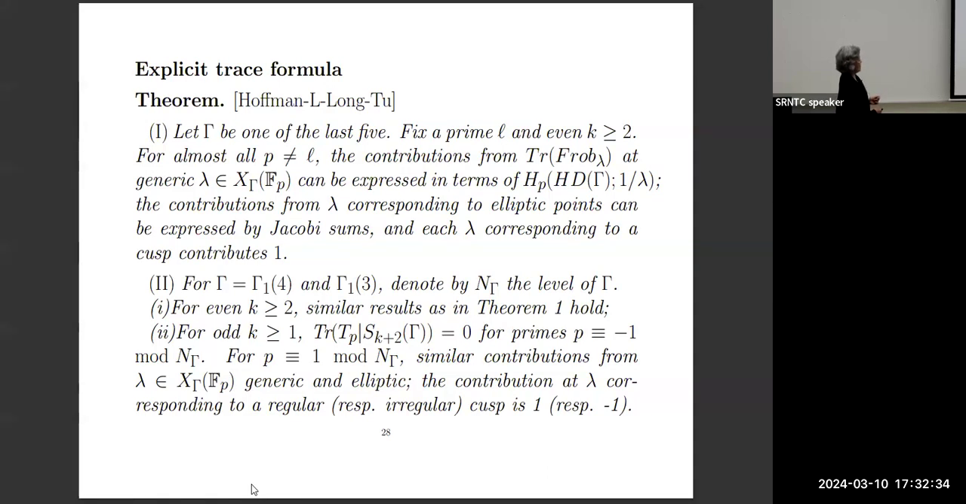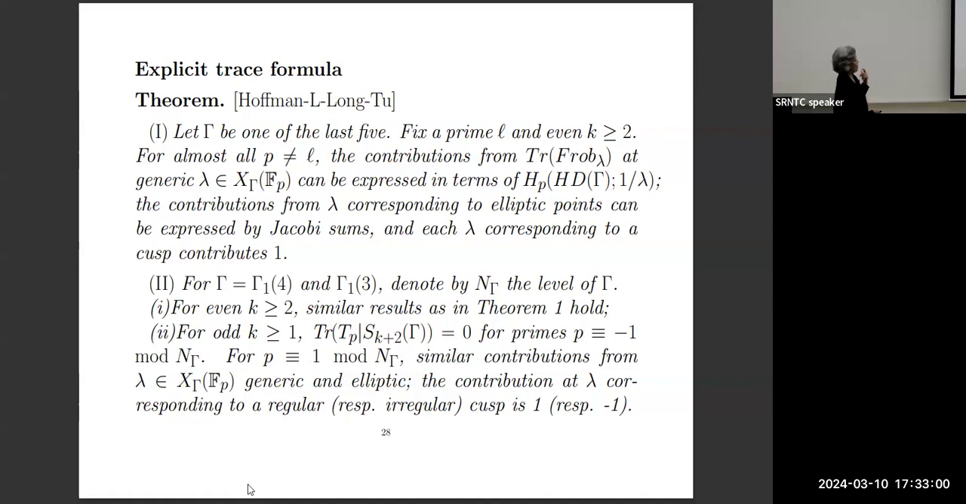For the odd weight, we find that the Hecke trace is equal to 0 for primes congruent to -1 modulo the level. And for primes congruent to +1 modulo the level, we have similar contributions at the points which are generic and elliptic. We have to be careful about the contribution corresponding to the cusps.